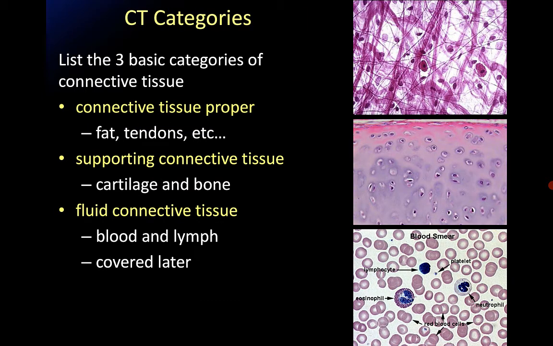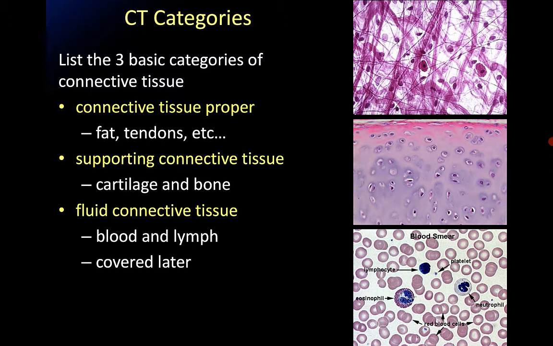All right, so there are some basic categories of connective tissue. We have connective tissue proper, which has a fluid ground substance. And so we need to, again, take a look at those fibers. This includes things like fat and tendons, and obviously they are going to differ in the density of the fibers. We have supporting connective tissue in cartilage and bone. We're going to be taking a look at that in this chapter as well.